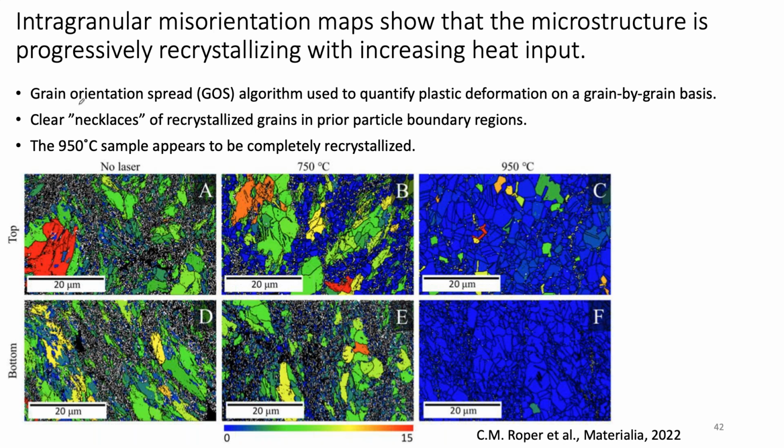So this is where we can now use the grain orientation spread algorithm that we talked about at the beginning of this talk to give us a better handle on what's going on. Again, this is looking at the amount of intragranular misorientation on a grain-by-grain basis. Things that have an orange or red color have higher levels of deformation. Things that are blue have lower levels of intragranular misorientation. And you can see, and I just love this particular image, B, at the upper 1 millimeter of the 750C, you can actually see necklaces of recrystallized grains that are starting to consume the more highly deformed prior particles. And so that's really great. For 950C, you've pretty much recrystallized the entire material.